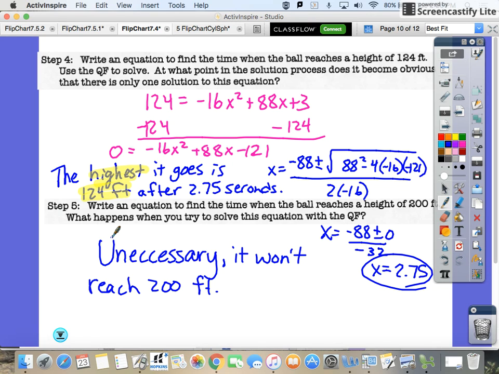So unnecessary because it won't reach 200 feet. Our discriminant, which is b squared minus 4ac, would be negative.